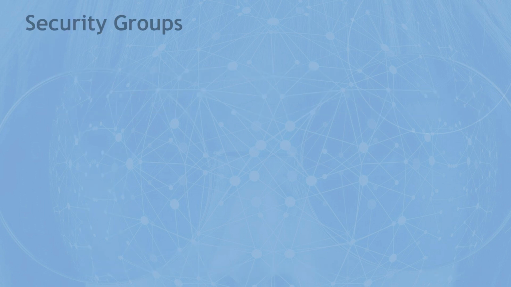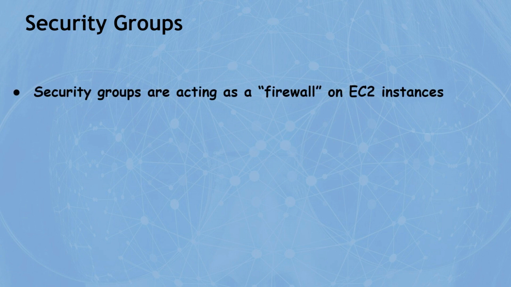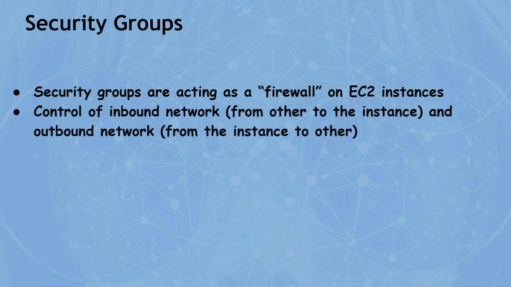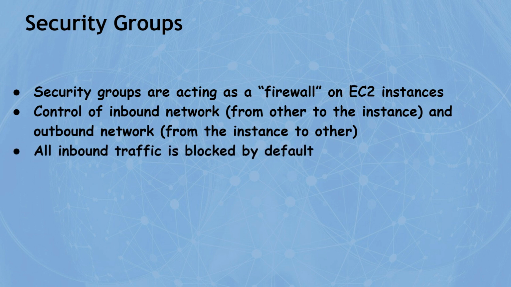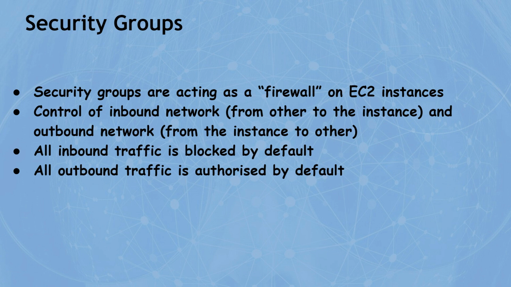So security groups. Security groups act as a firewall on the EC2 instances. They take care of the traffic coming to your EC2 instances and traffic going out of your EC2 instances. So it controls the inbound network and the outbound network. Inbound means traffic coming from outside to the instance, and outbound means traffic from the EC2 instance to the outside world. All inbound traffic is blocked by default, and all outbound traffic is authorized by default. So this is the security group. They are basically the firewall for the EC2 instances.